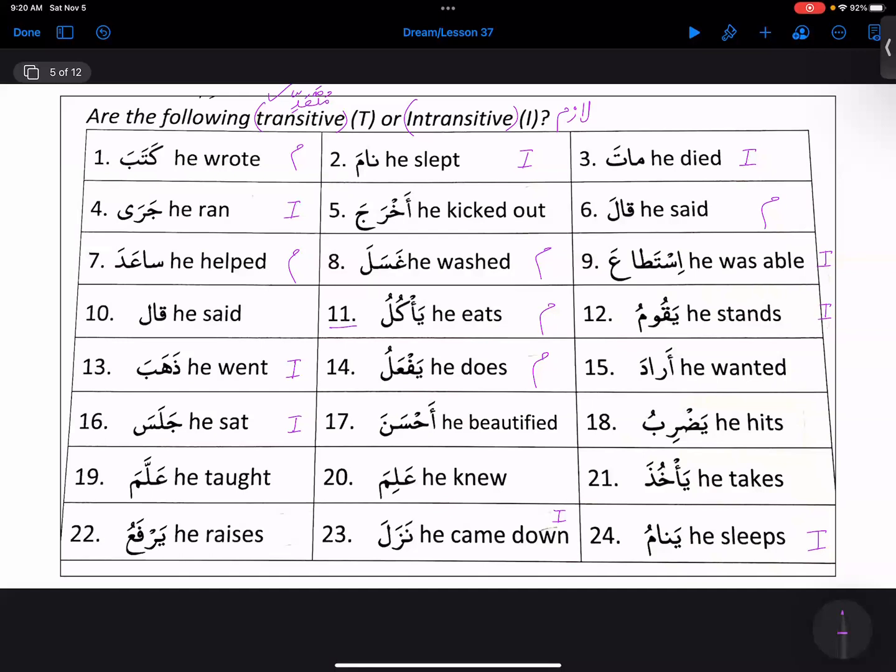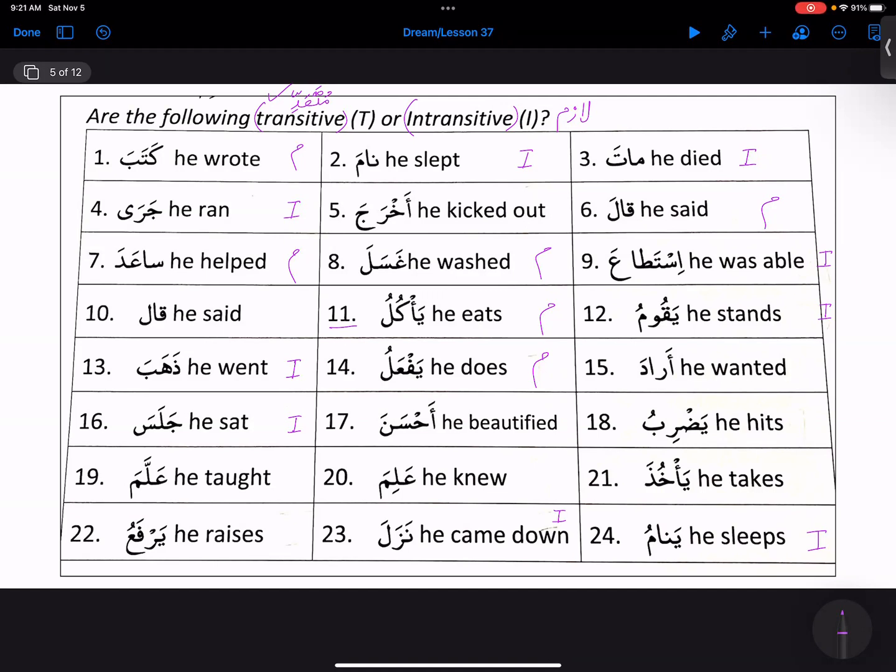Then we have jalasa, he sat. That's lazim. He sat on a chair will make sense, but he sat something will not make sense, right? He made someone sit, but we are not allowed to put anything extra. Something or someone directly you need to put with the fail, and he sat something doesn't make sense here. So this is intransitive, lazim.